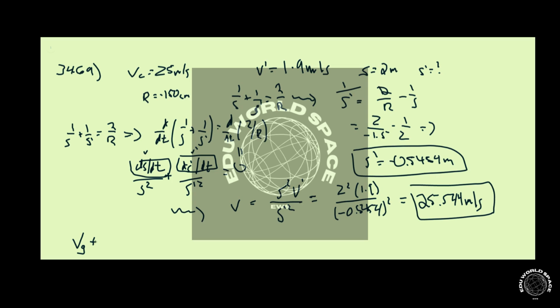So we just add in the speed of the mirror, which is also the speed of the car. So the speed relative to the ground is the speed relative to the mirror plus the speed of the car, and this is just 25 added on, so 50.544 meters per second. Awesome. And that's everything.